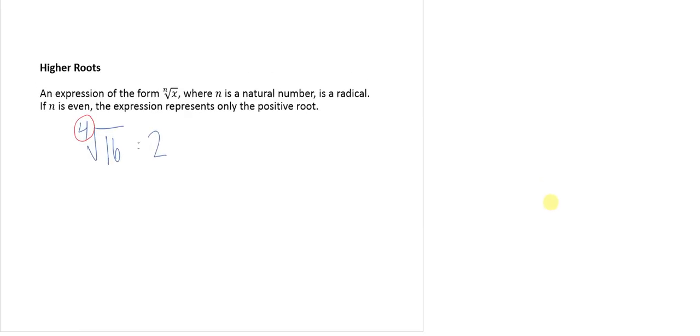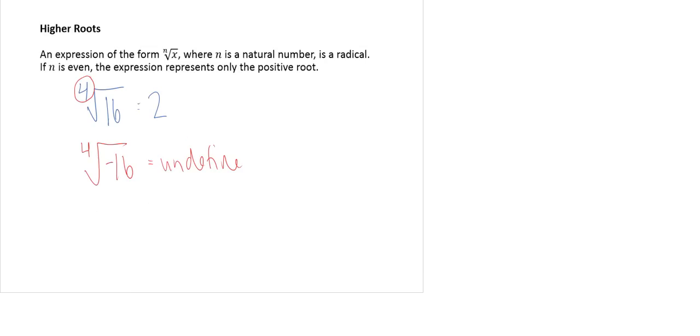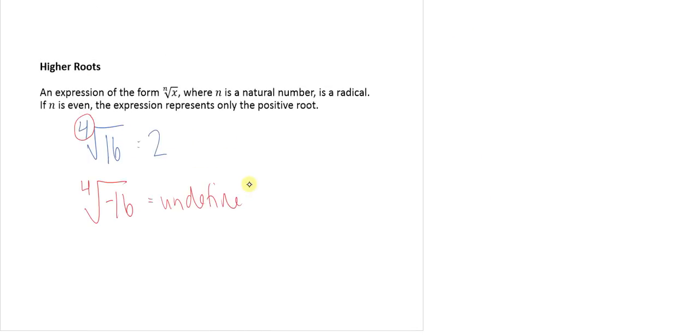So we could not have something like this, right? The negative 16 here would not fly. We're going to have this being undefined, right? We cannot find a number that when multiplied by itself 4 times is going to give us negative 16. It would always be equal to positive 16.